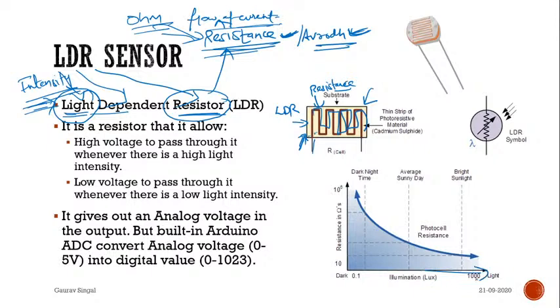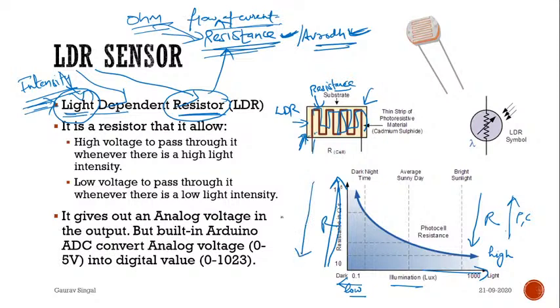If light is high, then resistance is low and power, or you can say current, will flow maximum. If light is low, you can say illumination is low, then resistance will increase. And as resistance increases, power or current will go down.